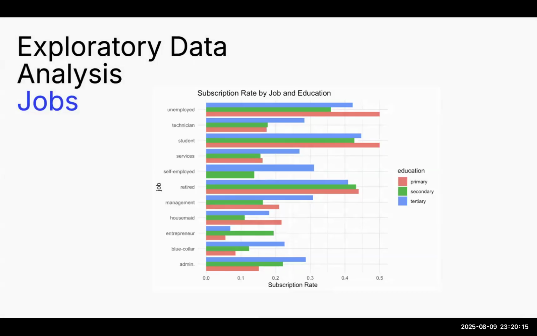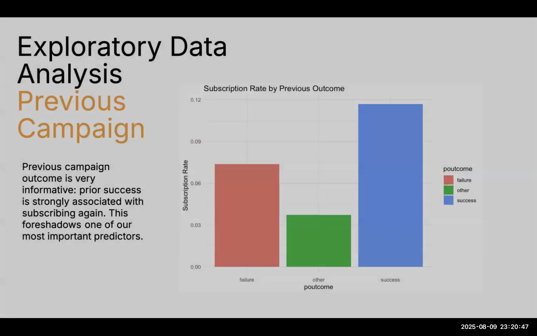So let's explore some of our visualizations here. As part of our EDA process, we explored how a customer's job and their education level relate to their likelihood of subscribing. This chart shows the subscription rate broken down by both categories. We can see some clear trends here. We can see that individuals who are retired or students have the highest subscription rates. In contrast, we can notice that the blue-collar workers and entrepreneurs have some of the lowest subscription rates. This gives us a pretty early indication that a lot of these demographic factors are going to be important predictors in our model.